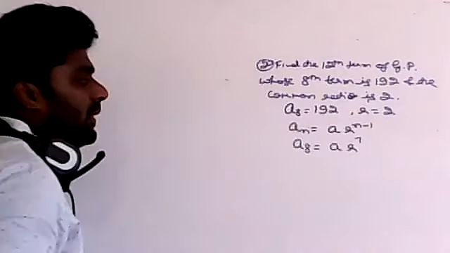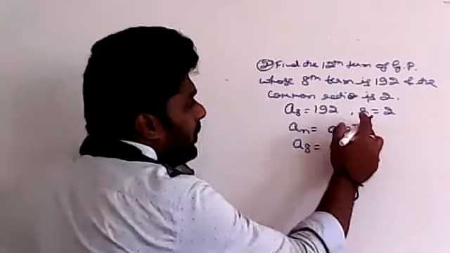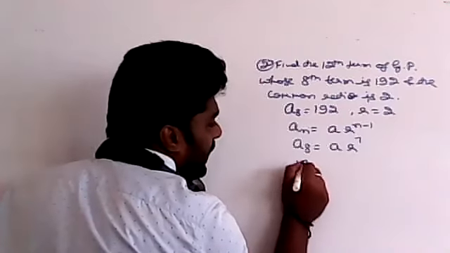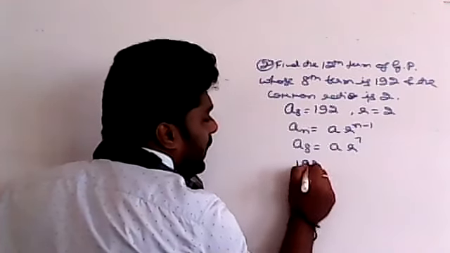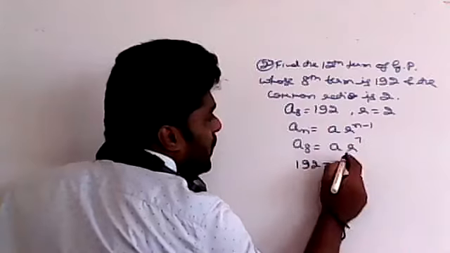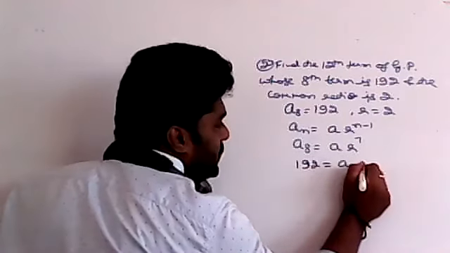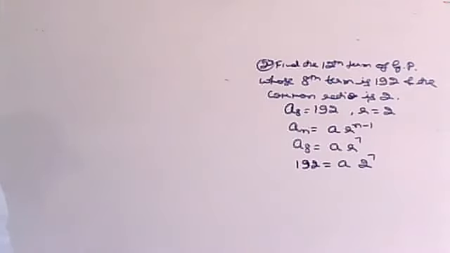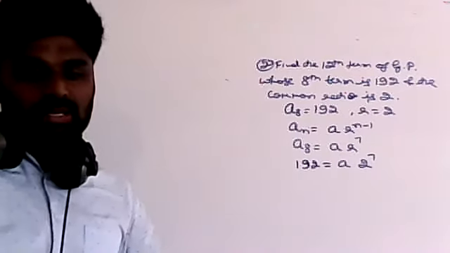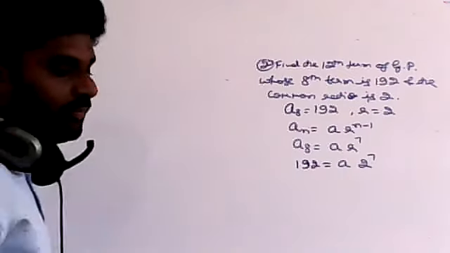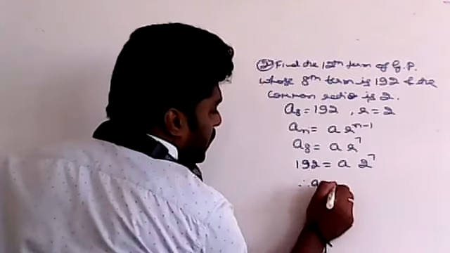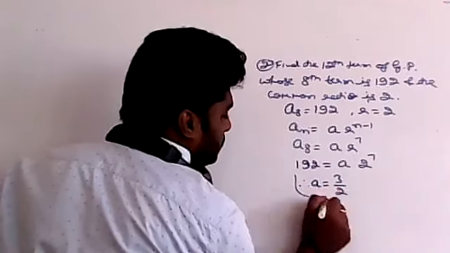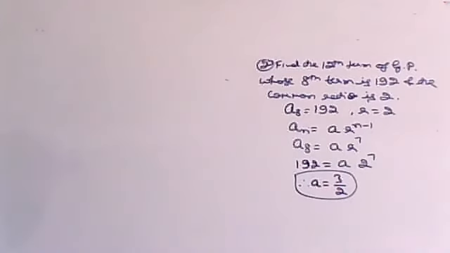Now you put all these values in and find the A value. A8 is 192. Correct, no? 192 is equal to A, which we have to find, times R is 2, 2 to the power of 7. Just calculate and tell me the answer for A. Yes, right, 2 to the power of 7 is 128. A equals 3 by 2. Anirudh, right answer, 1.5. Good. A equal to 3 by 2, I'll write. Correct? Okay.